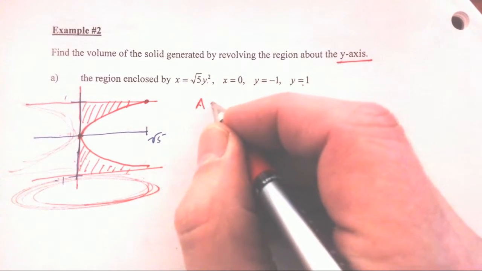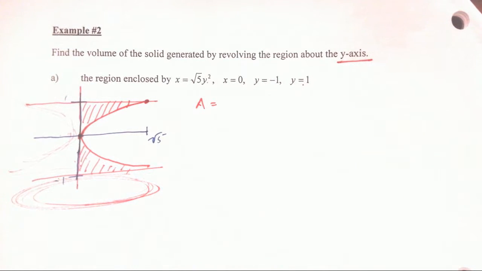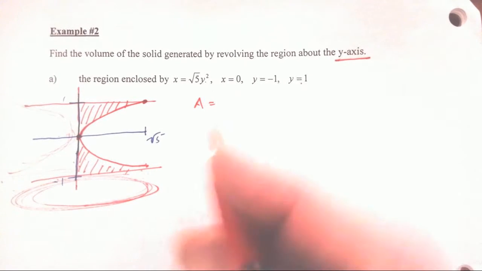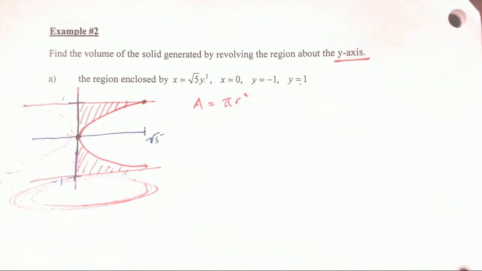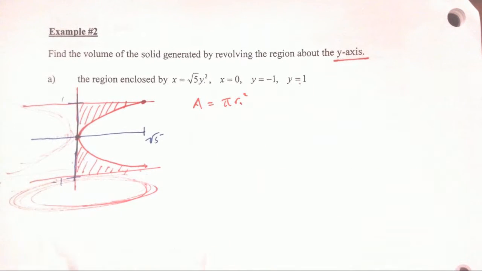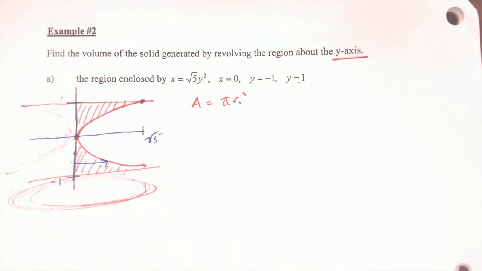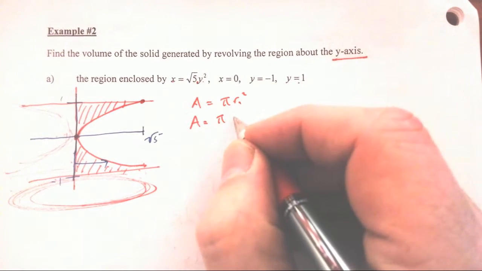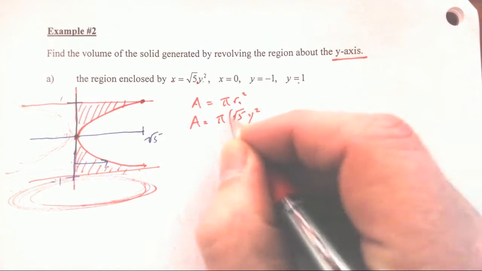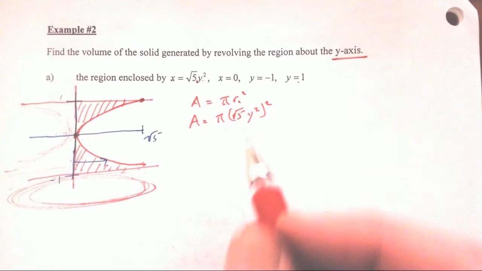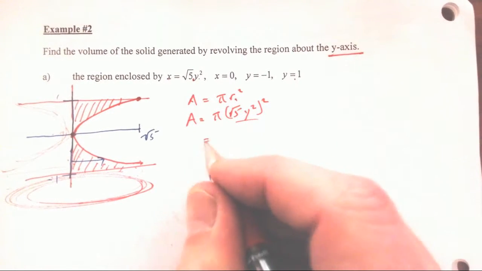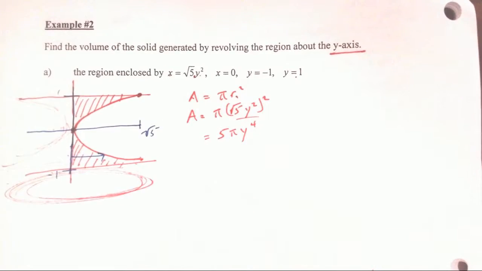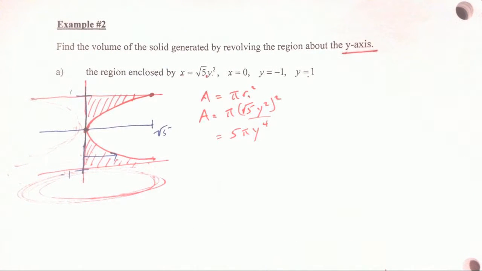Our area of any single cross section is just a circle as we rotate that around, so it's pi r squared. But what is r? R at any point is our x value. But what is x? X is the square root of 5y squared. So our area is pi times the square root of 5y squared, squared. That's our radius, squared. We get 5 pi y to the 4th, and we are ready for our integration.